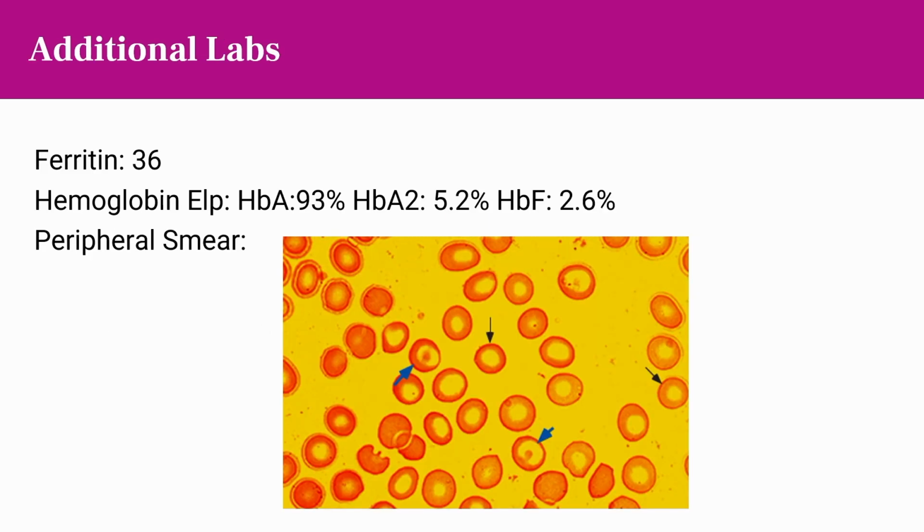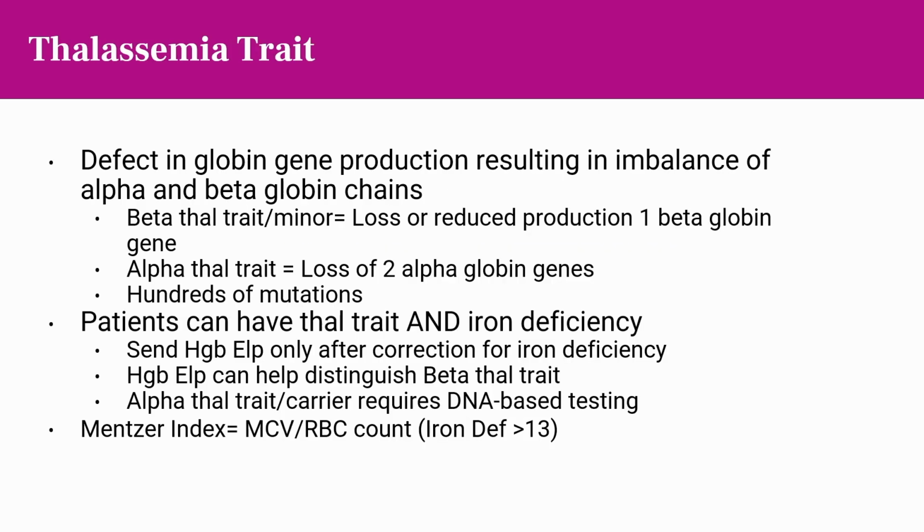So astutely, because this case doesn't fit into the nice box of iron deficiency, you decide to send some additional labs. You find that the ferritin is actually pretty robust at 36. You send a hemoglobin electrophoresis that shows an elevated hemoglobin A2 and a slightly elevated hemoglobin F. The peripheral smear you sent as well looks like this. So this child has thalassemia trait.